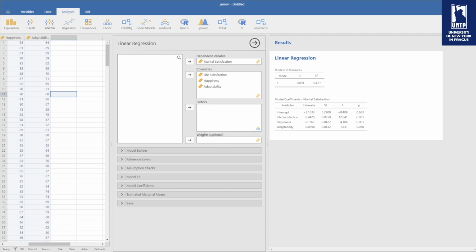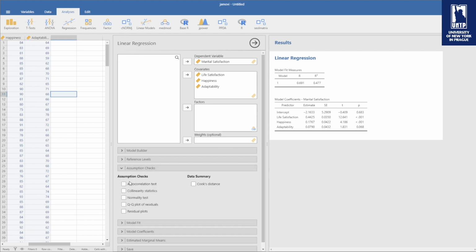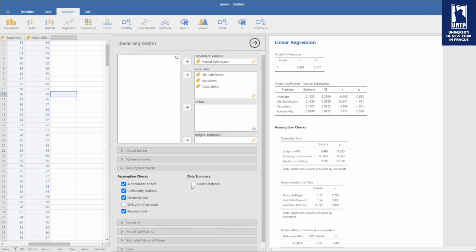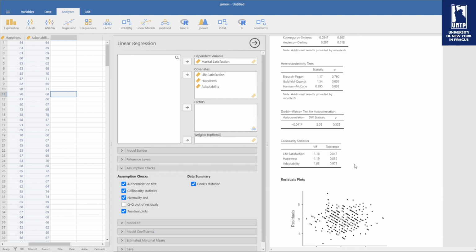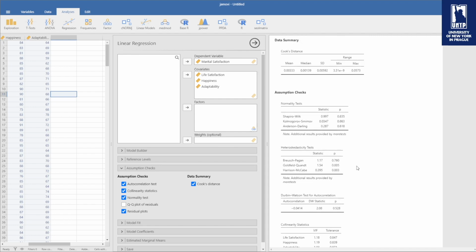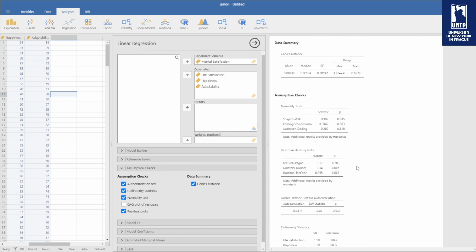However, just as you cannot build a strong house on a weak foundation, we cannot conduct a robust multiple regression analysis unless certain assumptions are met. What are the assumptions here? So let's check. We have autocorrelation, we will need this, collinearity, normality, residual plots, and Cook's distance. As you can see, these are all our assumptions. They are quite a lot in comparison to the previous test, but let's go one by one.